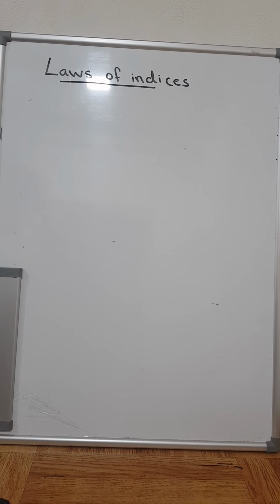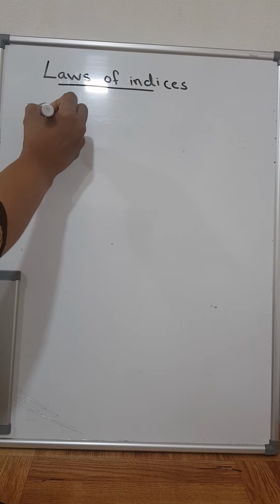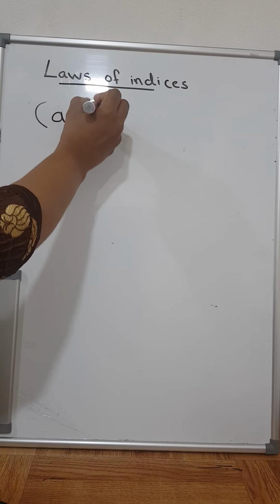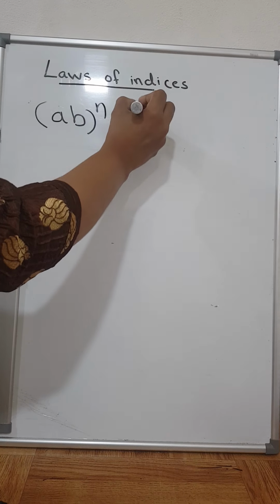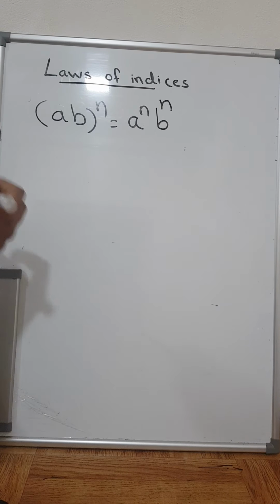In the last class, we learned multiplication law, division law and power law in indices. Now we will learn some more rules related to indices. The first one is (ab) to the power n is equal to a to the power n times b to the power n.